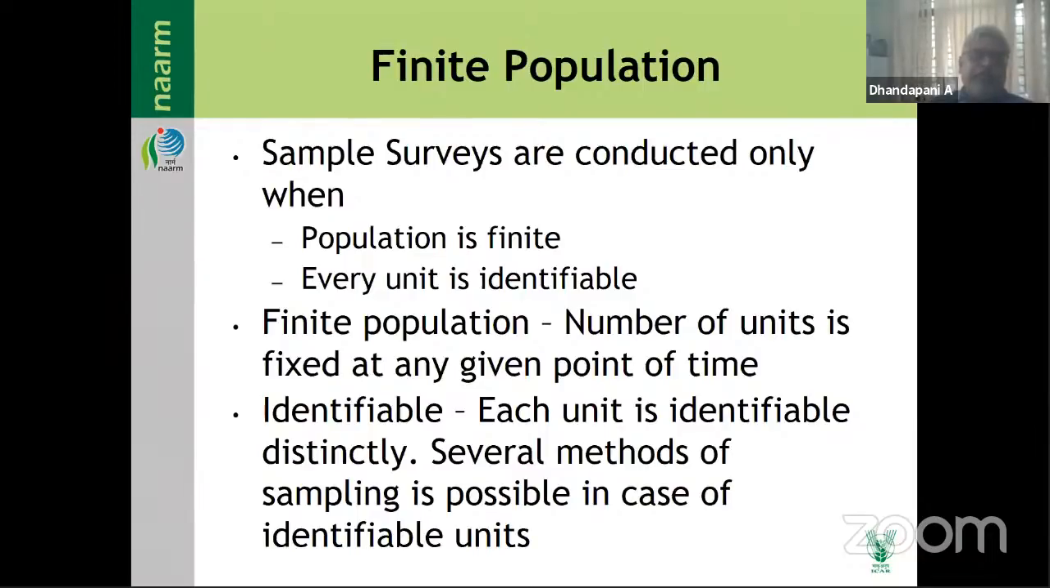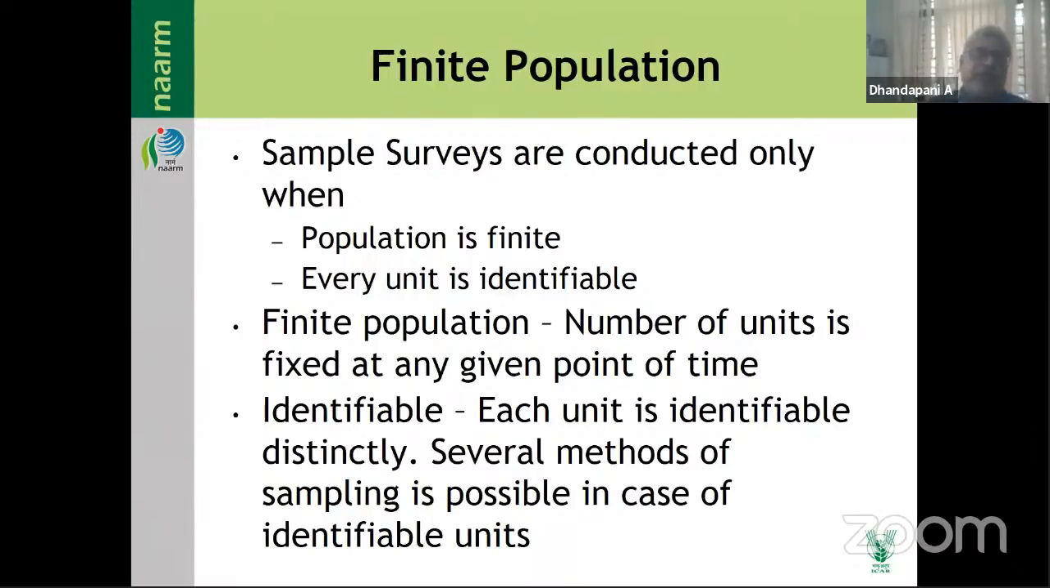At any given point of time, the number of fishes in the lake is fixed. So that also is a finite population. But when you talk about sample surveys, another important criterion is that every unit is identifiable. Every unit is identifiable, because this allows you to select a unit through some random process. You know which unit, so you will be able to select the unit through various schemes.